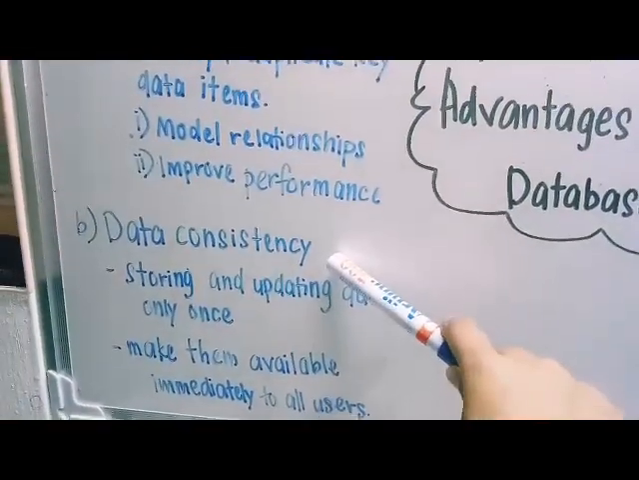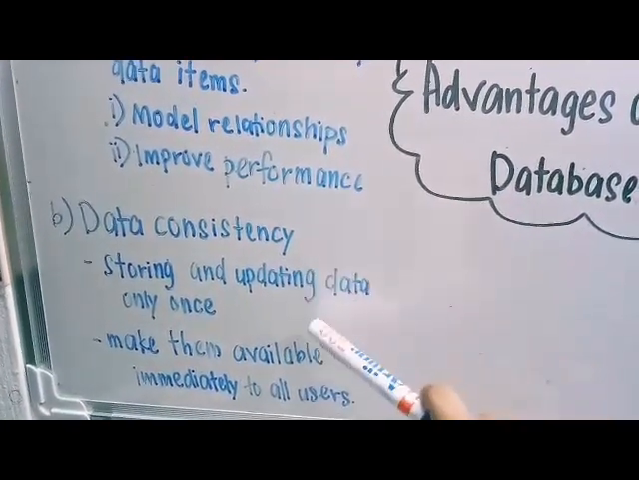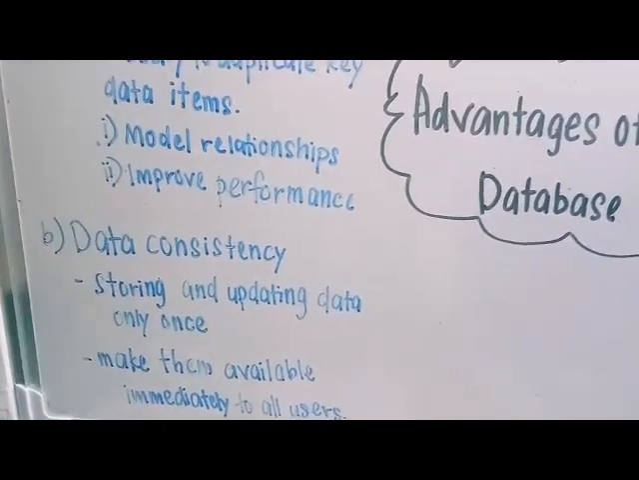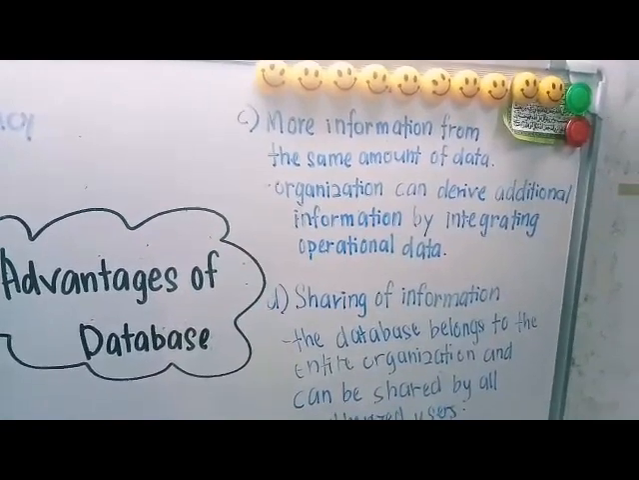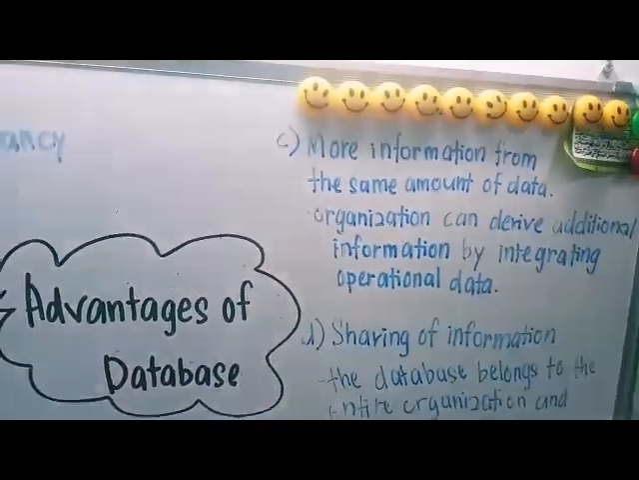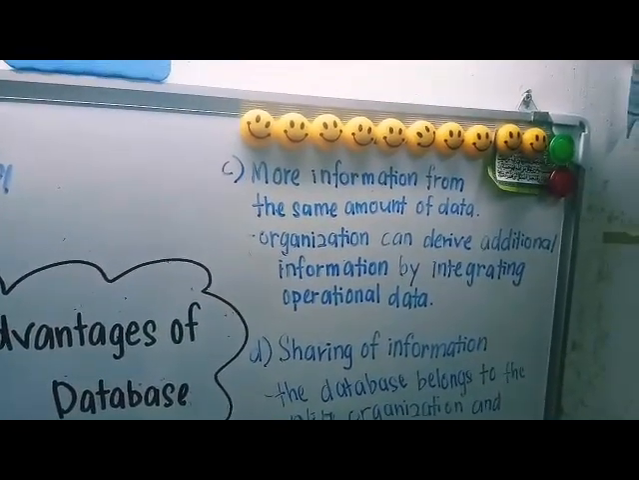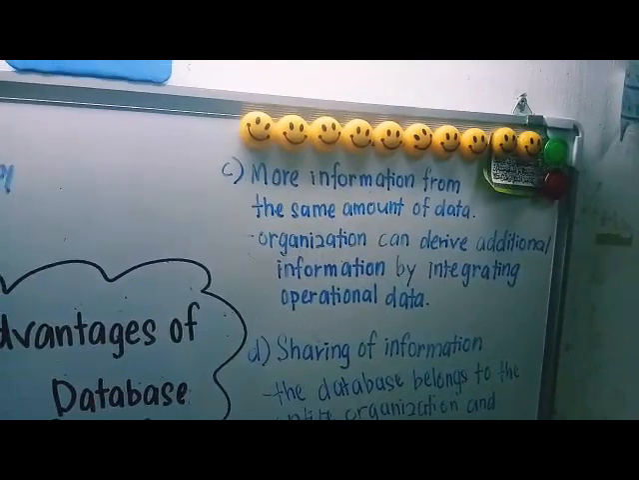Second, data consistency. We ensure data consistency by storing and updating data only once and making it available immediately to all users. Third, more information from the same amount of data. The organization can derive additional information by integrating operational data. It means we combine the data and it can be used by the whole organization.